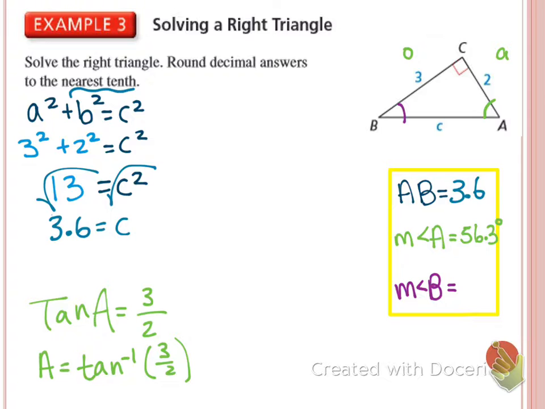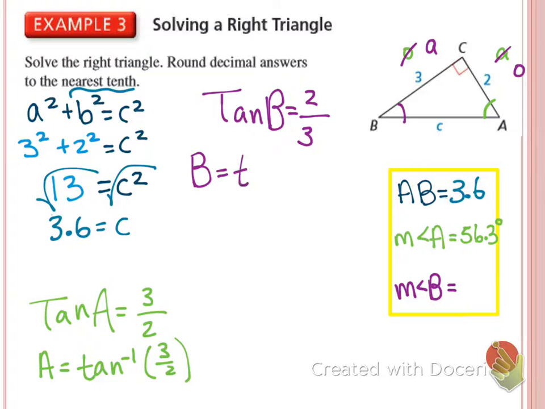Because from angle B, what kind of side is 2? And what kind of side is 3? So which trig ratio would we use? Tangent from B equals the opposite over the adjacent. And then you hit shift tangent of 2 over 3. What do we get?